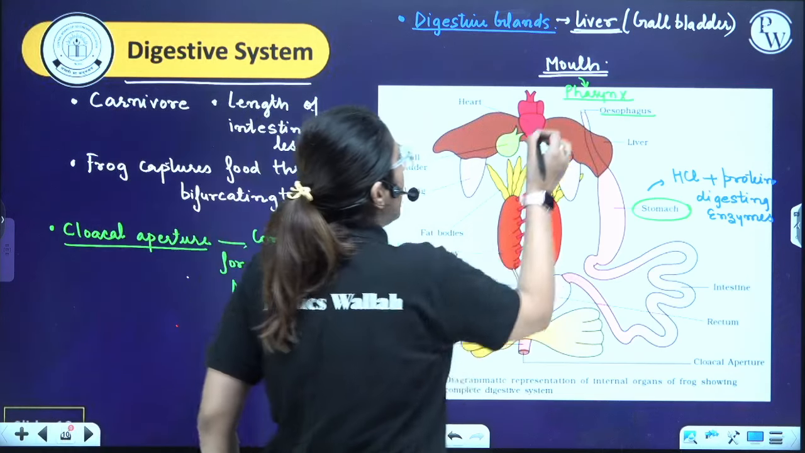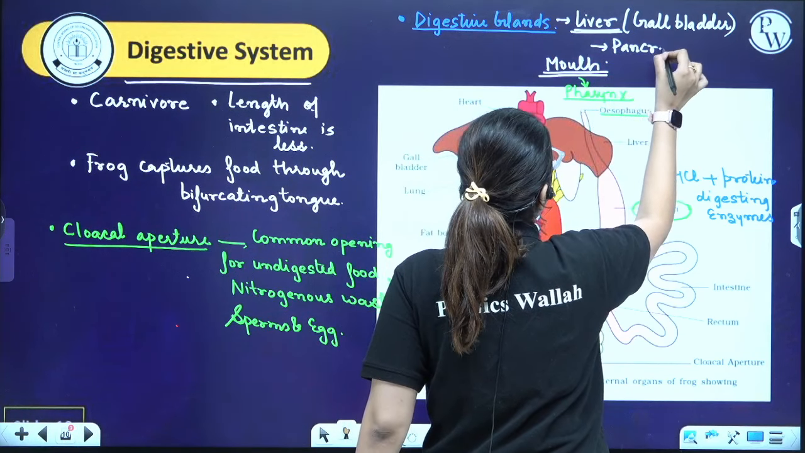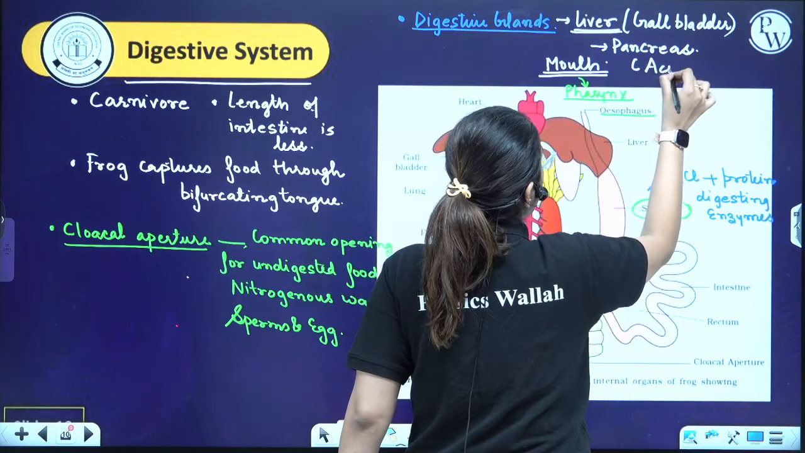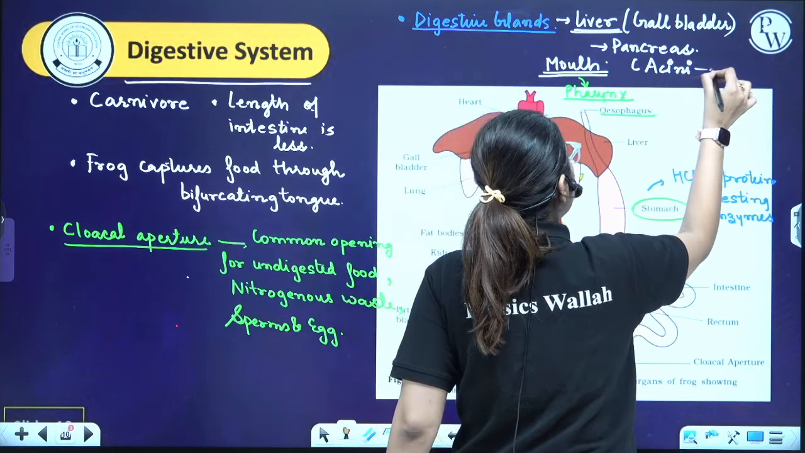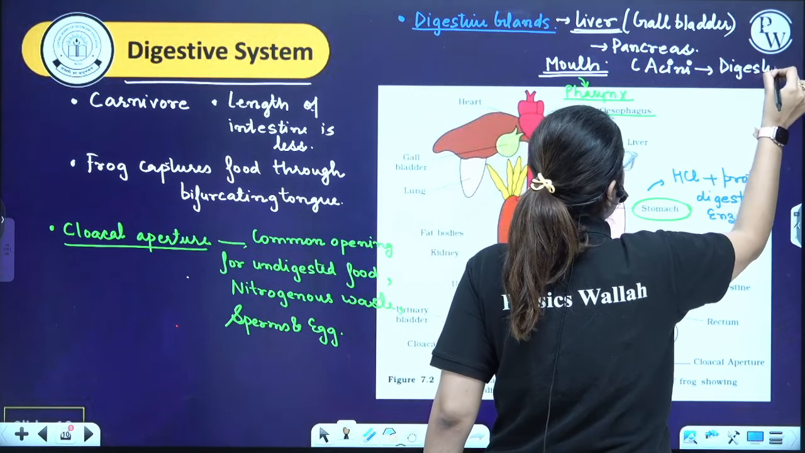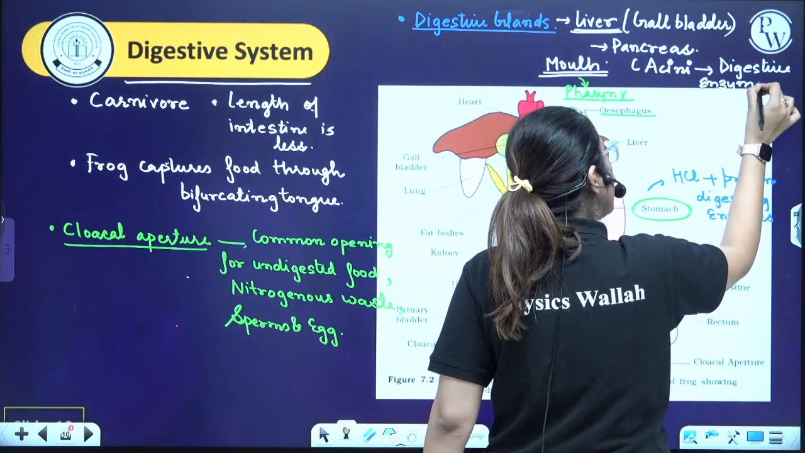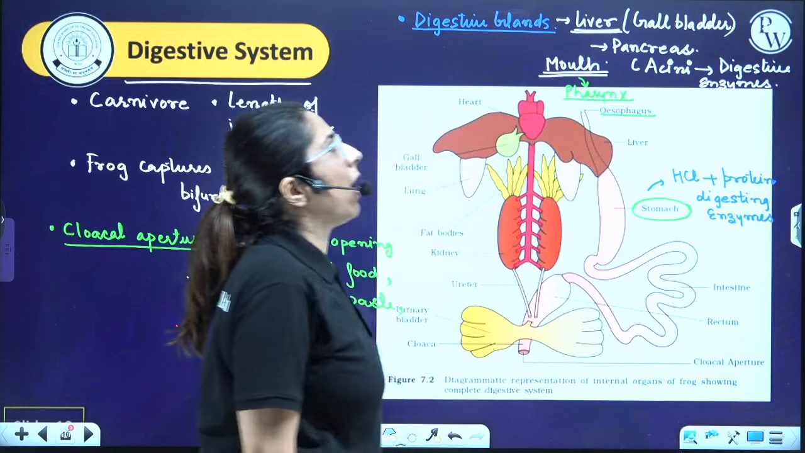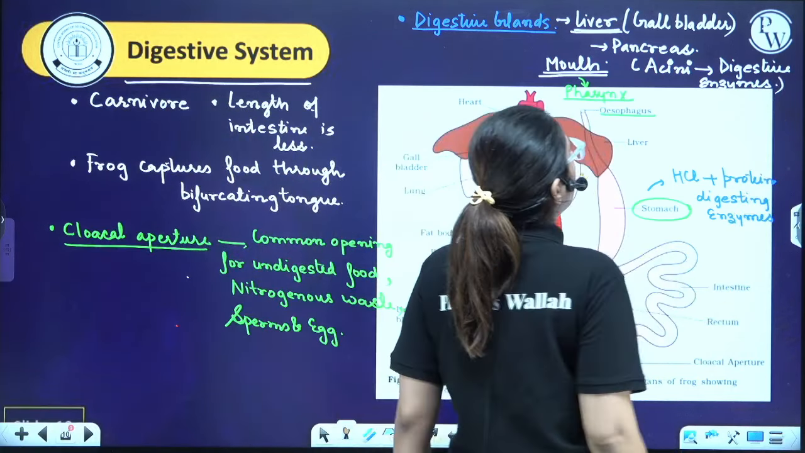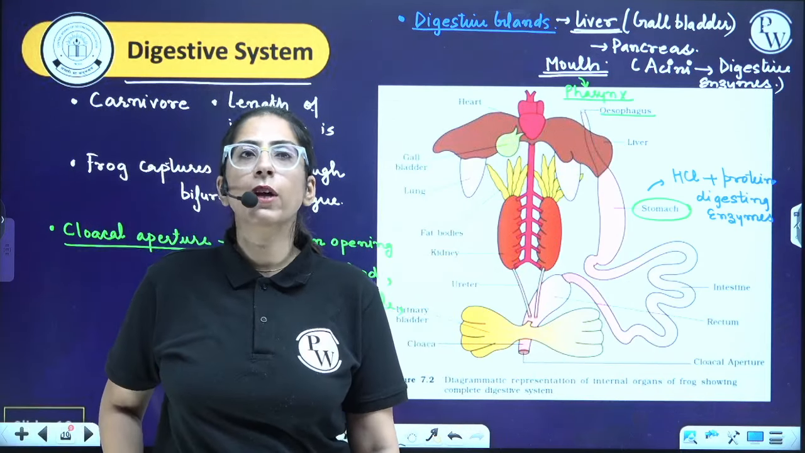Now, other than that, they have the pancreas, the major digestive gland. In the pancreas, the acini cells are there, which secrete digestive enzymes. Digestive enzymes mean those which help in the digestion of proteins and carbohydrates. Done? Clear? In these organisms, the endocrine part is also there.